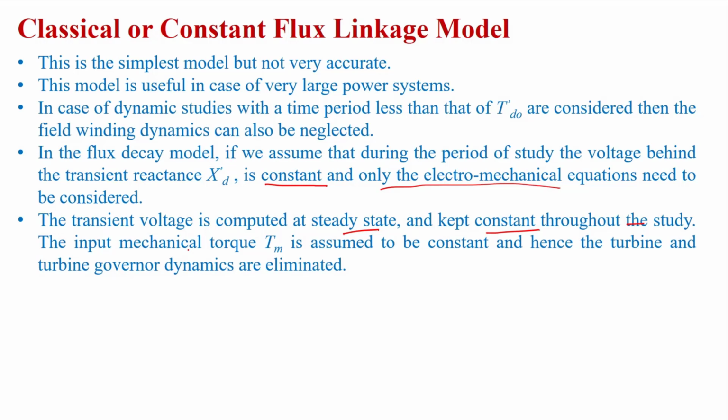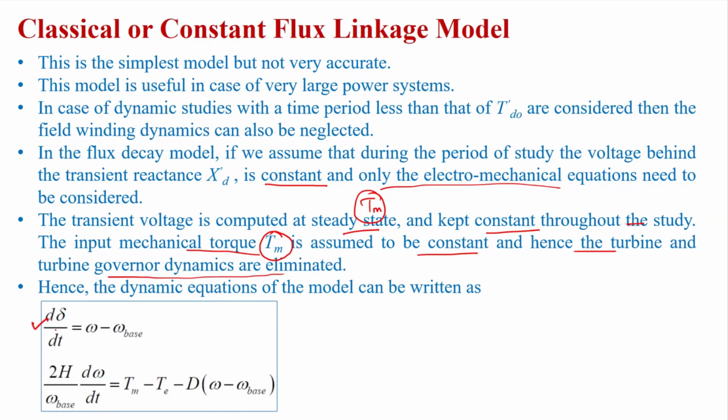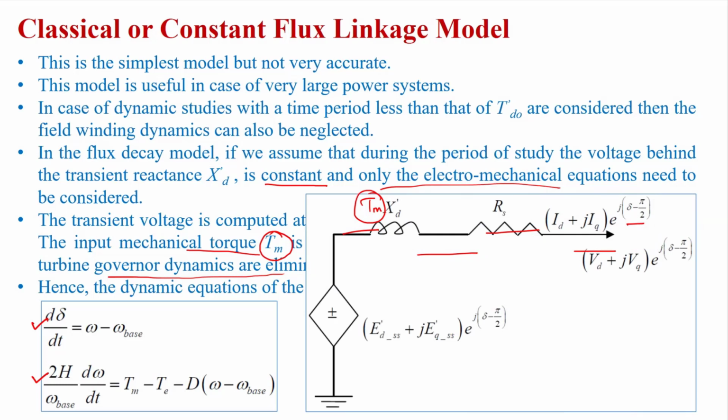The input mechanical torque Tm is assumed to be constant, and hence the turbine and turbine governor dynamics are also eliminated. They do not come into the picture. So everything is eliminated, and therefore the dynamic equation model can be written with only the swing equation remaining as the dynamic equation in this classical model.